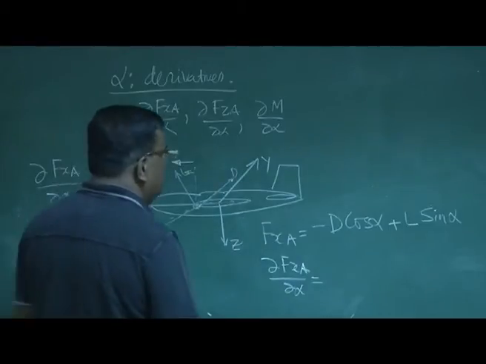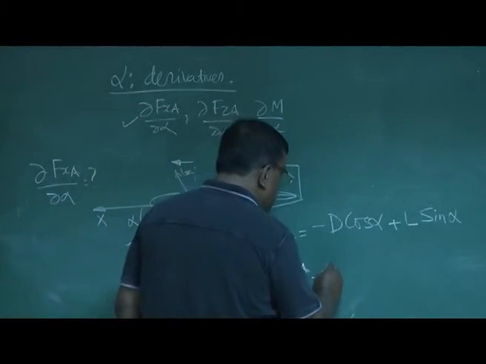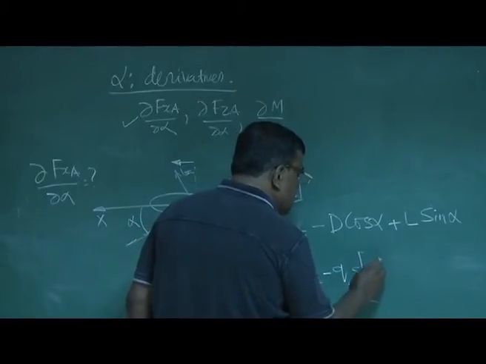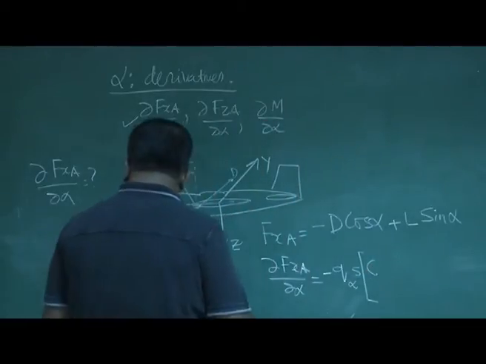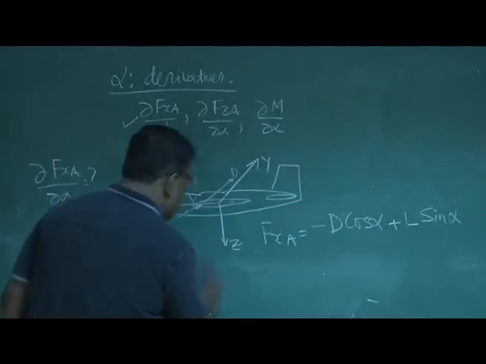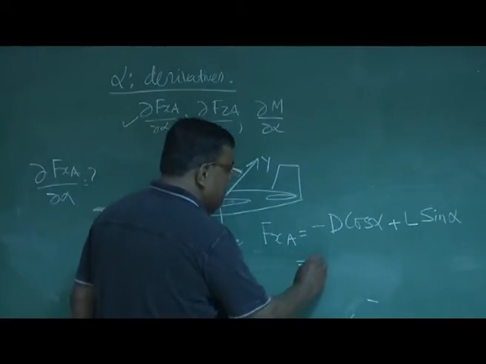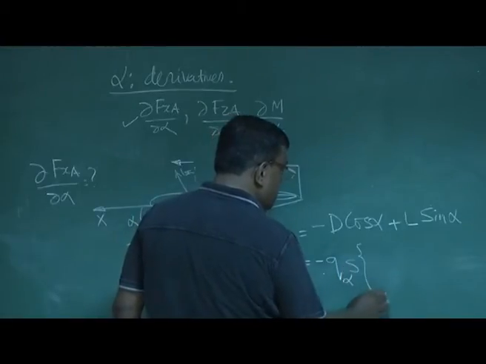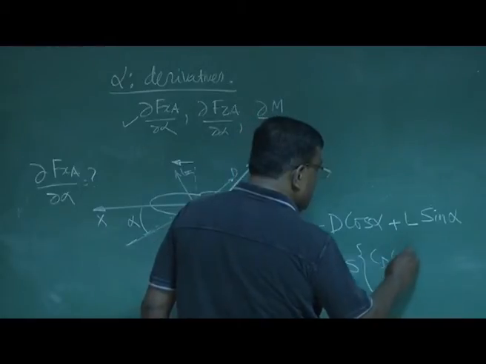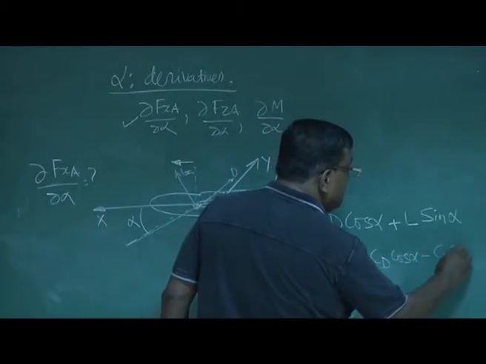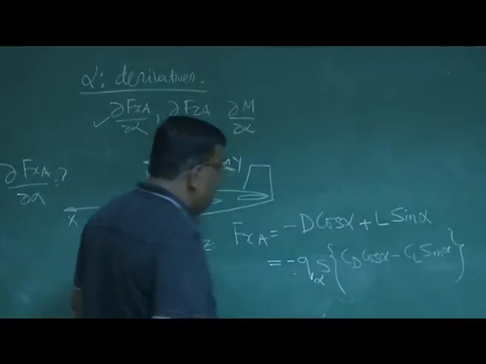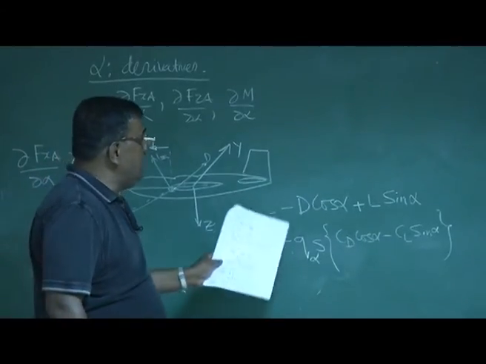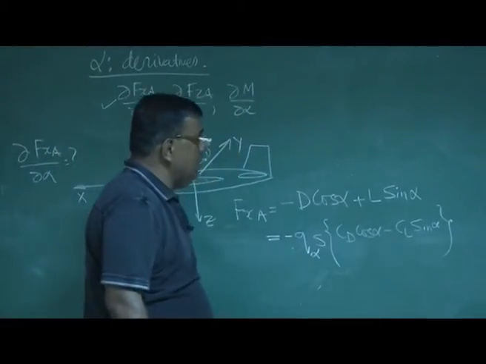I have to take the derivative. So before I do this, to make sure that you are not getting lost, I write this in another step: minus q infinity S, and I put it here CD cos alpha minus CL sin alpha. No objection. I have taken minus half rho V square S out, so half rho V square S, CD cos alpha, minus is here, so plus here, so minus is here.